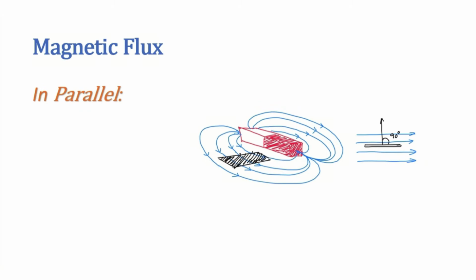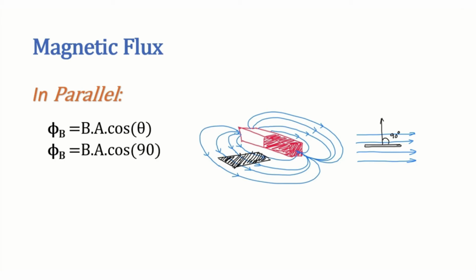Now place the same rectangular plate parallel to the magnetic field, which makes a 90 degrees angle as shown here. Then the expression becomes phi B equals B dA into cos theta, where theta is 90 degrees because it is in the parallel position. So substitute 90 in place of theta. So the expression becomes phi B equals B dA cos 90. You know cos 90 is 0. So phi B equals B dA into 0.